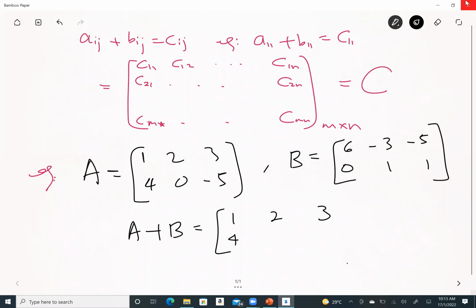So you have 1, 2, 3, 4, 0, negative 5. And then you add to B, which is what? 6, negative 3, negative 5, 0, 1, 1. So what do we get?